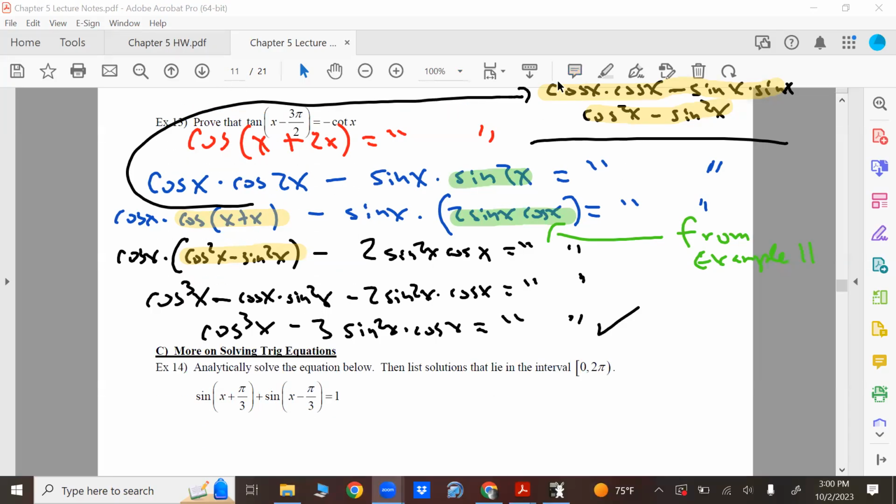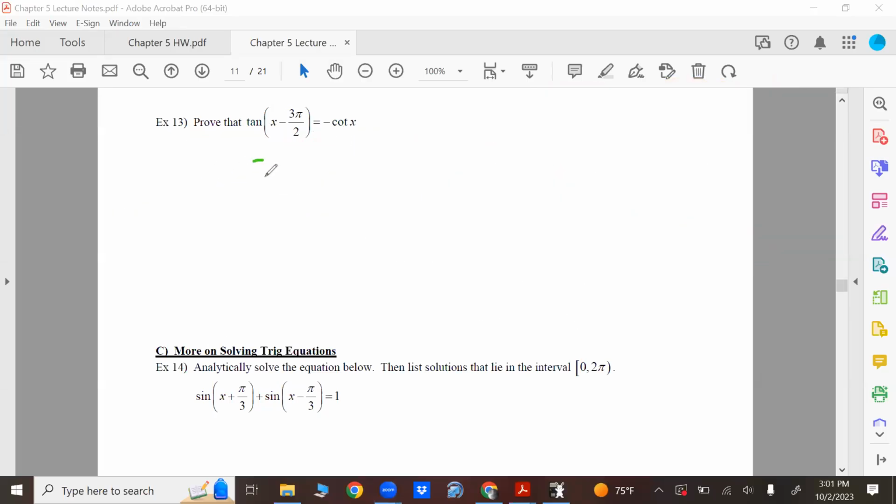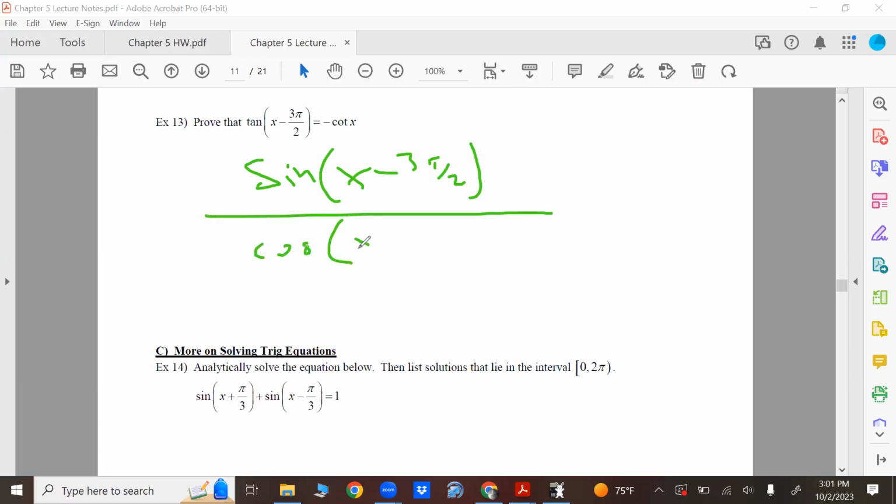Now, here's what I do for 13. To make your life easier, think of sine of x minus 3 pi over 2. Why? Because tangent of 3 pi over 2 is undefined, that's why. Yeah. So it's a workaround. And then you should get sine x.